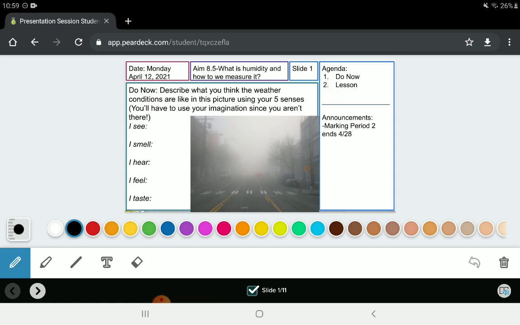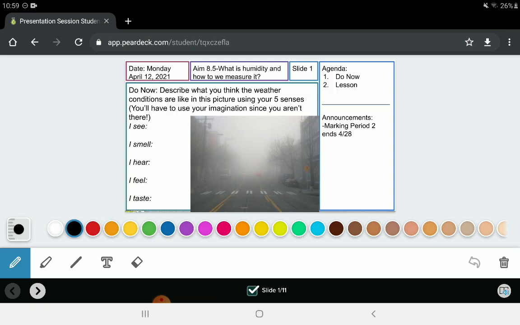So for this first slide, what you're going to do is describe what you think the weather conditions are like in this picture using your five senses. You might have to use your imagination since you aren't there, but this was what the weather was actually like on Sunday, and you might be able to imagine that a little better.